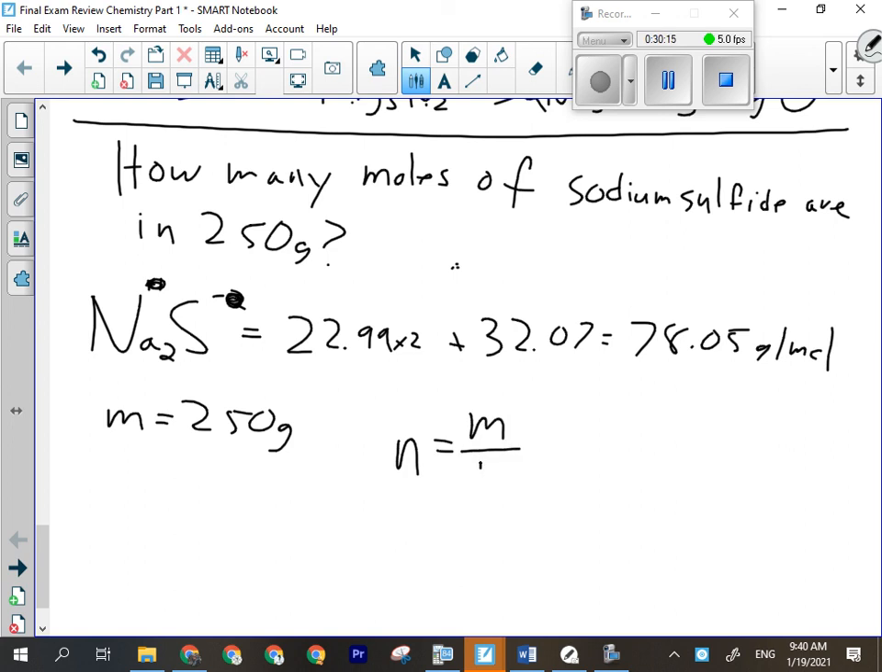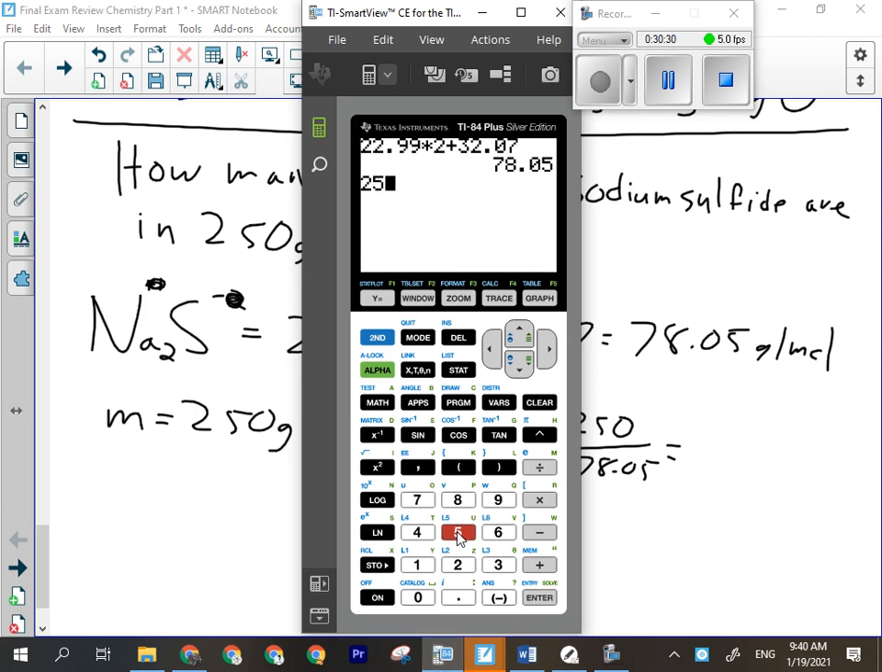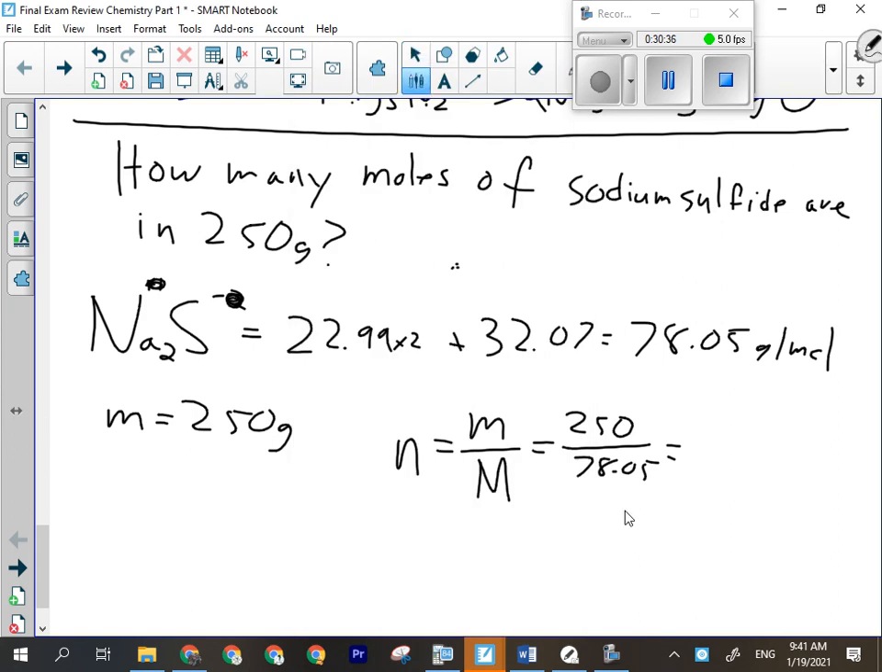N equals little m over big M. N is the number of moles. Little m is mass. Big M is molar mass. So 250 divided by 78.05 will give me the number of moles. So 3.2 moles.